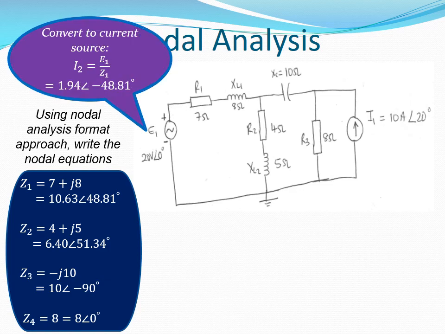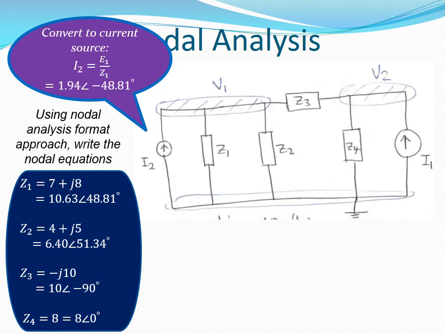After that, we convert the voltage source into an equivalent current source. The rating of the equivalent current source is worked out as 1.94 amps at minus 48.81 degrees. Thus, the resulting circuit, after replacing the voltage source with an equivalent current source and the branches using the impedances Z1, Z2, Z3, and Z4, we can identify two nodes in the network. We assign them the respective nodal voltages V1 and V2.